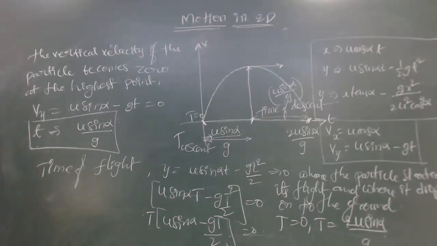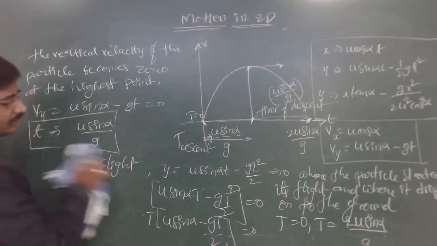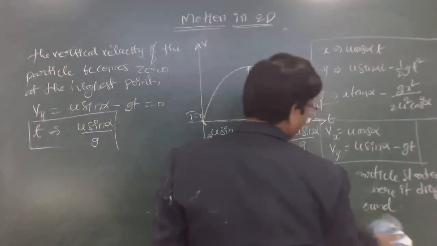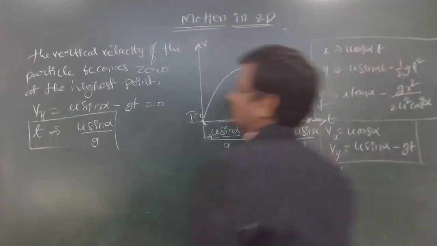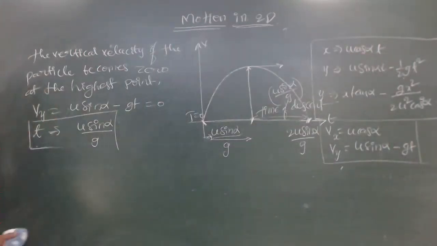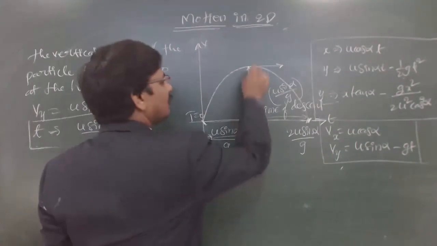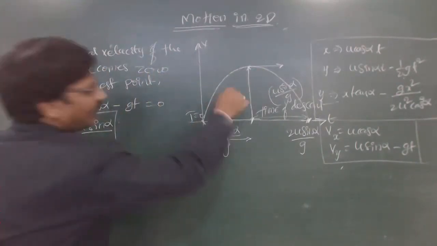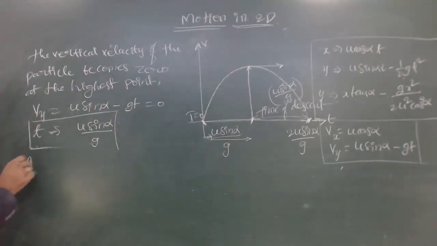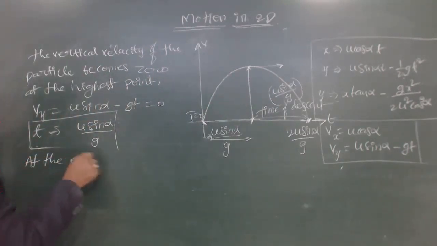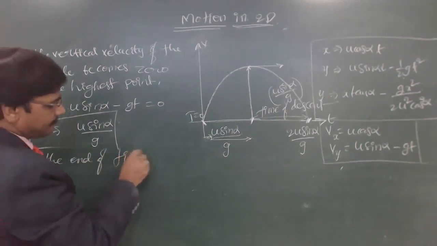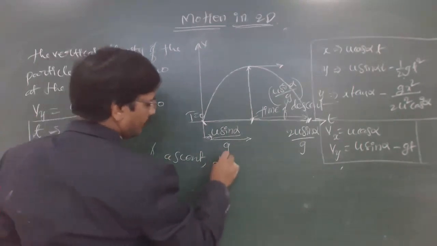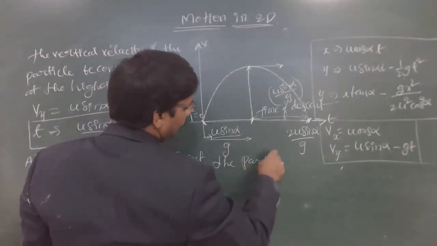Okay. So we have got time of flight and we have got time of ascent. Now based on this information, you will be able to calculate the maximum height and the range. See this, maximum height is nothing but the time at which the time of ascent is complete. So at this location, the y coordinate is the maximum height. So at the end of time of ascent, the particle will reach maximum height.